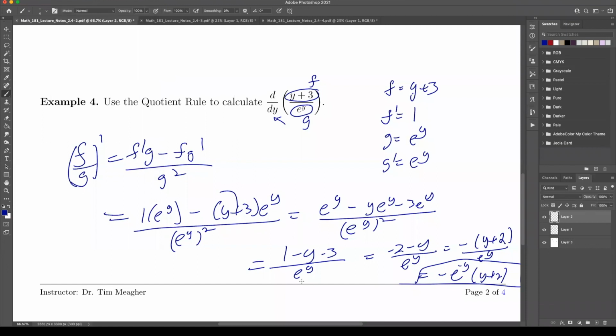Oh, why does e to the y squared equal e to the y? Here I'm taking away one of the e to the y's. Here I could have filtered this out. I could have had e to the y times 1 minus y minus 3 over e to the y squared. Here I canceled out one of the e to the y's to get to this step.